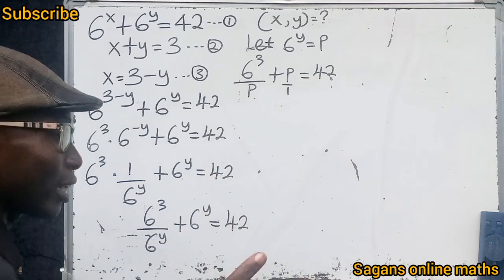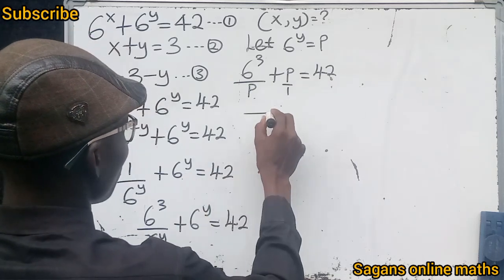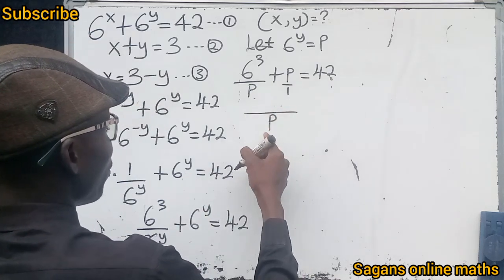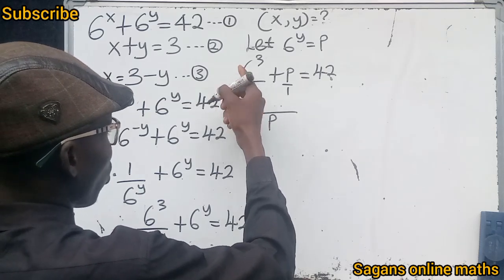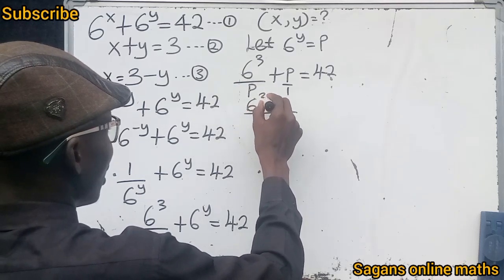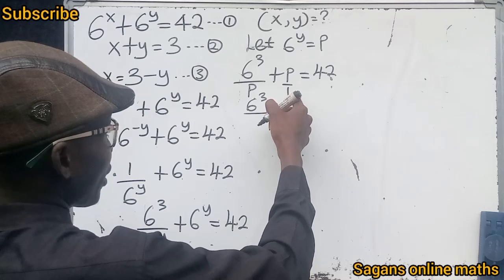Now let's take our LCM. What is our LCM? Our LCM is p. Now p divided by p will give us 1, so 1 times this will give us 6 raised to the power of 3. And p divided by 1 will give us p. P times p will give us what?